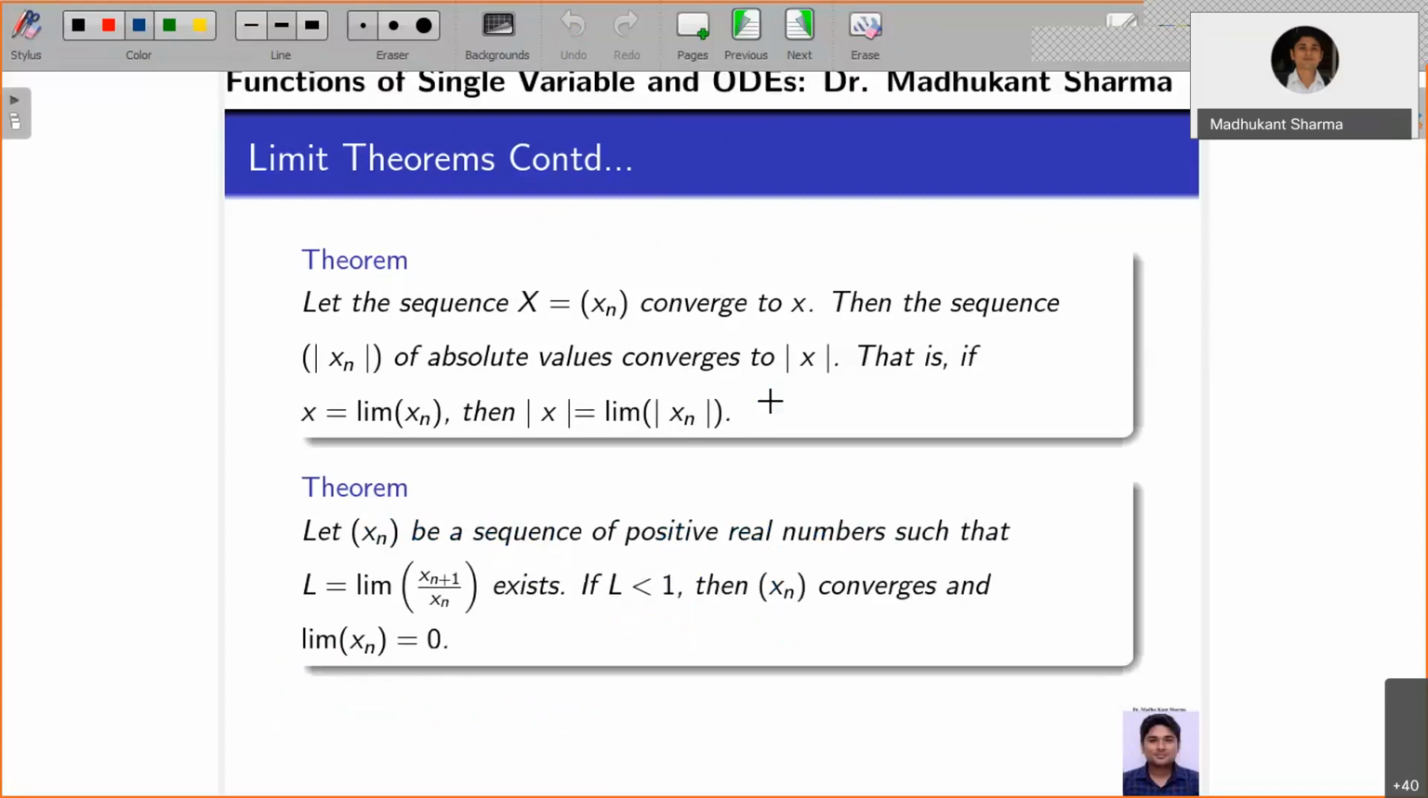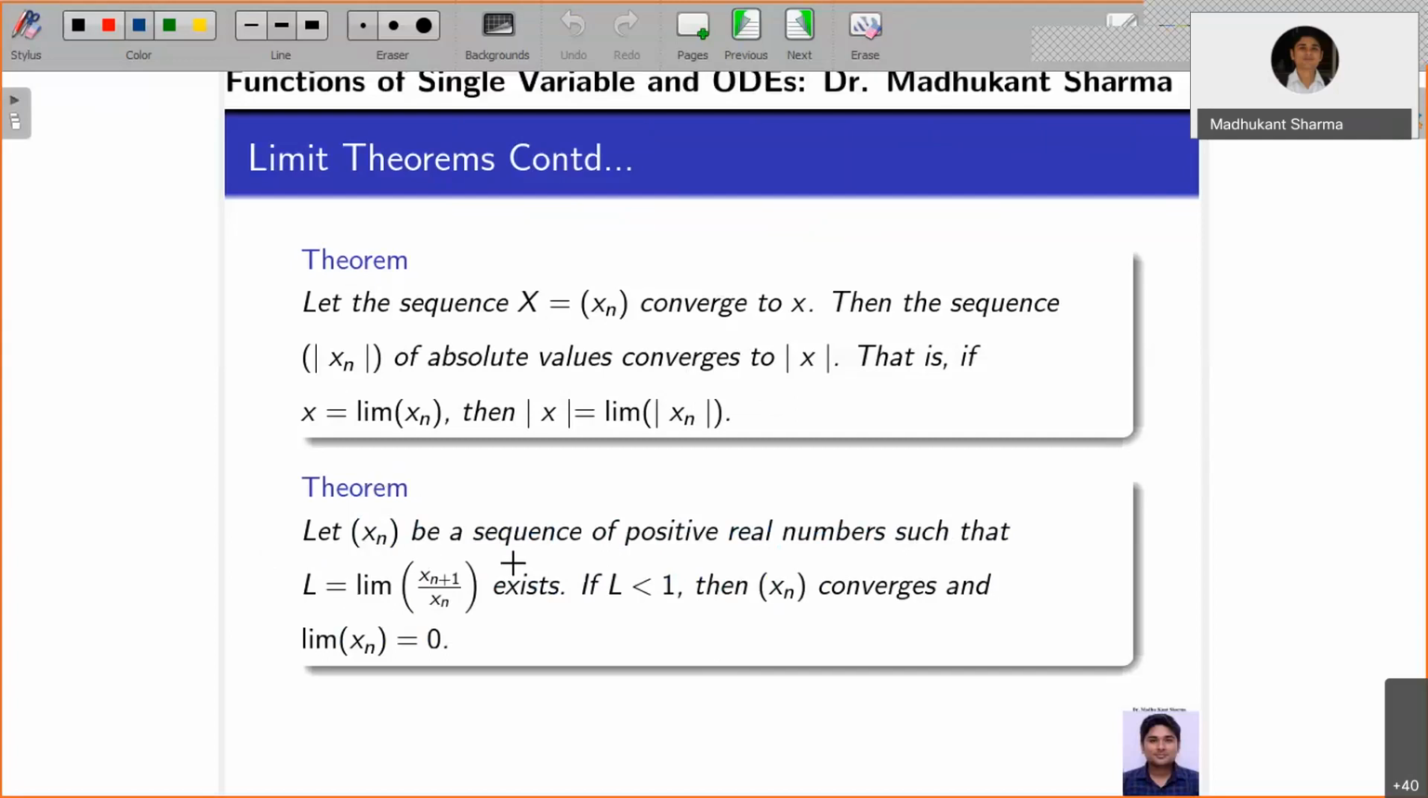So the next result is very useful for infinite series, but here also it is going to be useful in some sense. So you have this result, and we are going to utilize it. Let's try to understand how to use it and what it is telling you.